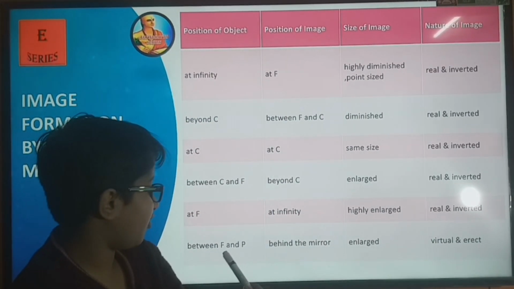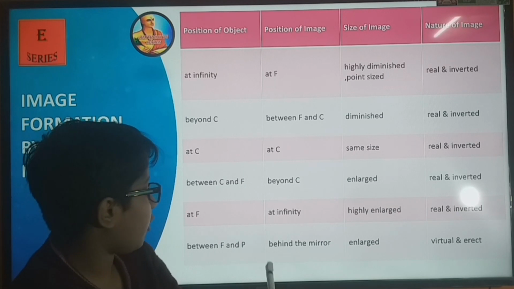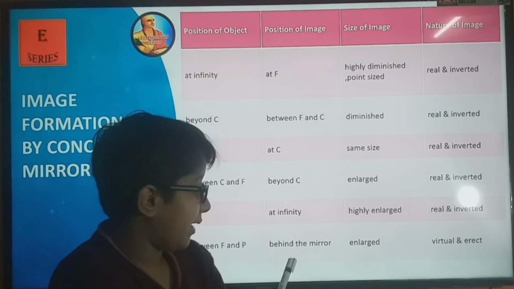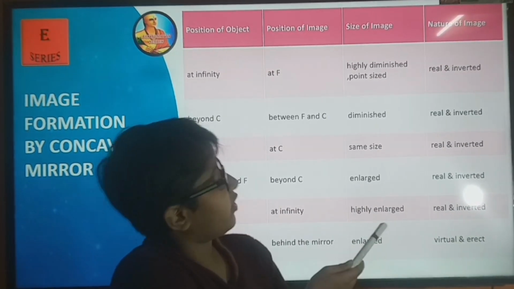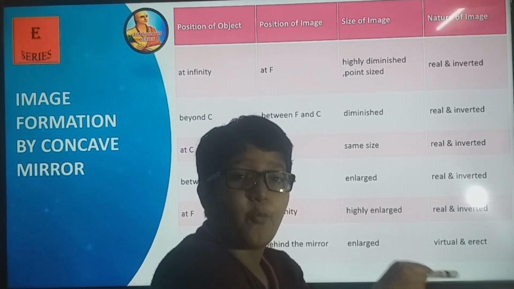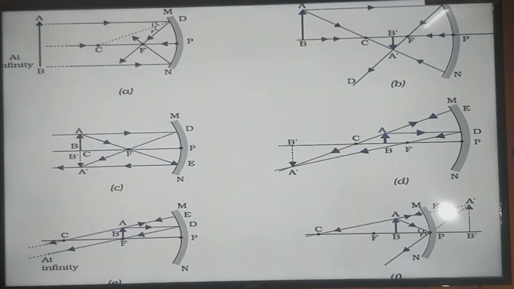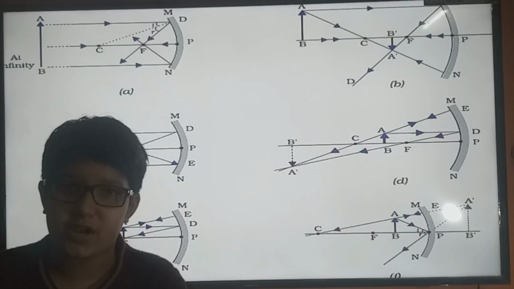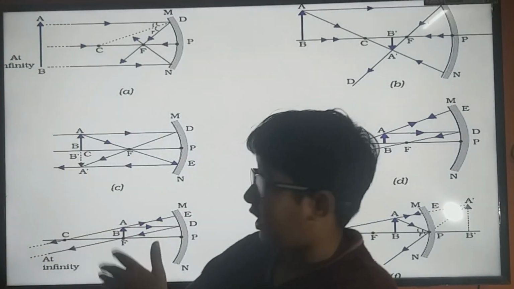And the last one, between F and P, or the focus and pole, the image is formed behind the mirror, the size of the image is enlarged, and the nature of the image is here virtual and erect. So here are all the ray diagrams of concave mirror we have learned till now. Please take a screenshot.